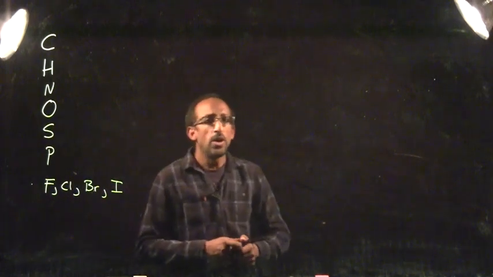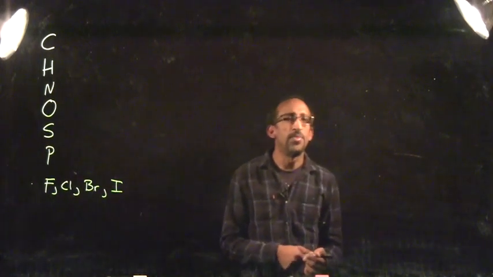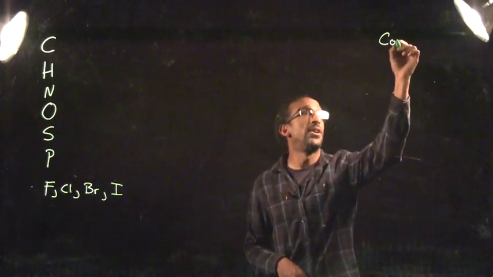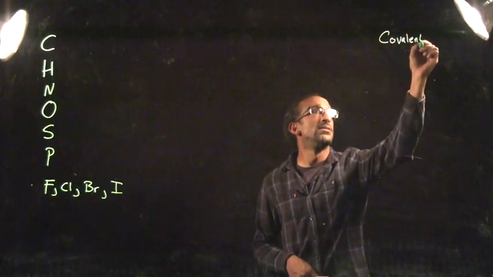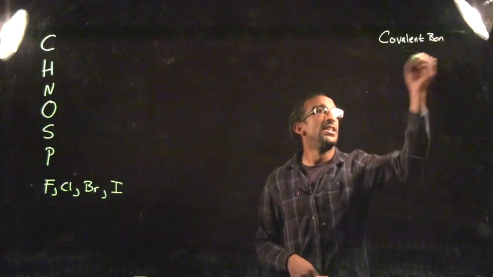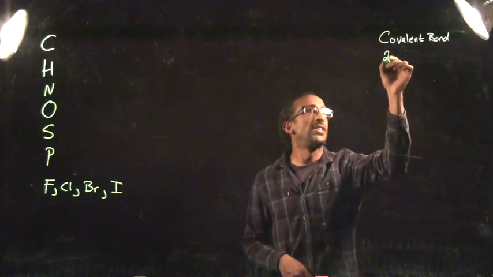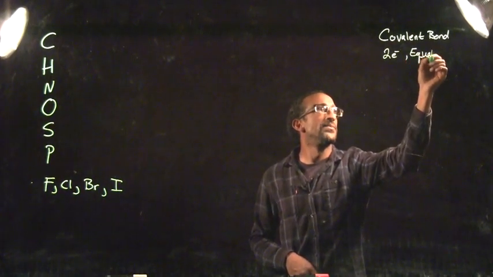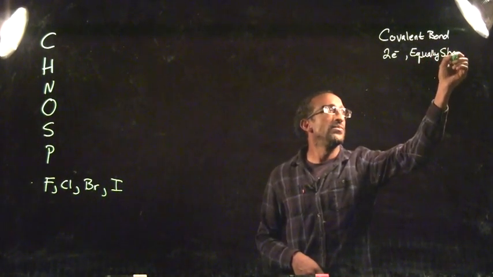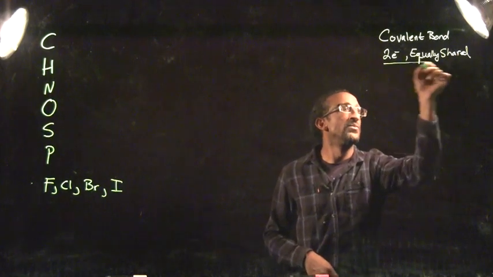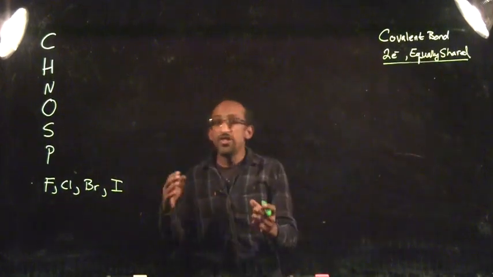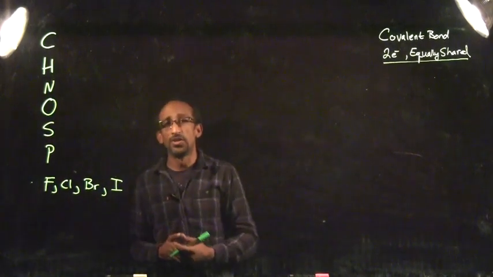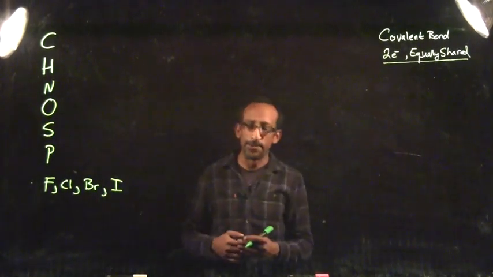Now, for two atoms to form a covalent bond, they need to share two electrons equally. So a covalent bond involves two electrons equally shared. So each atom that's participating in this covalent bond is going to give one electron towards it for a total of two in the bond.